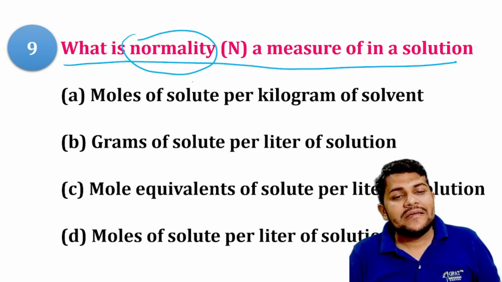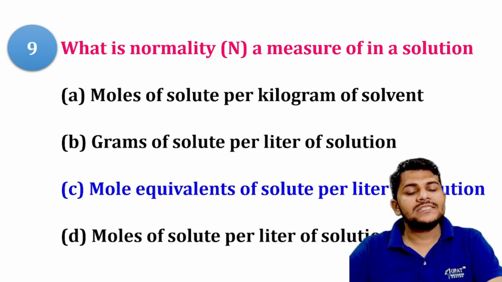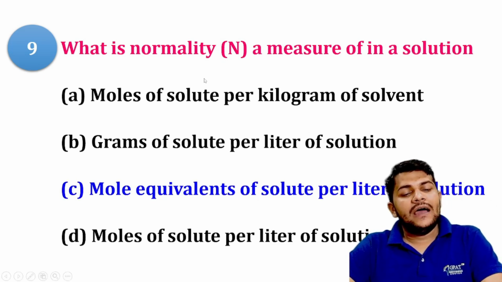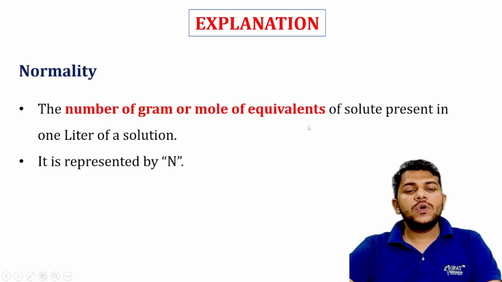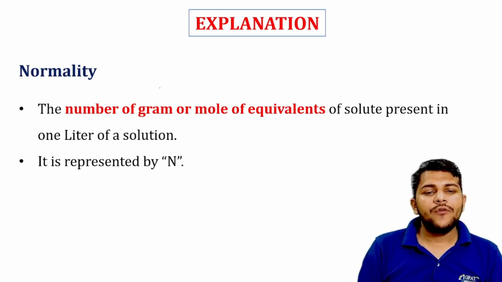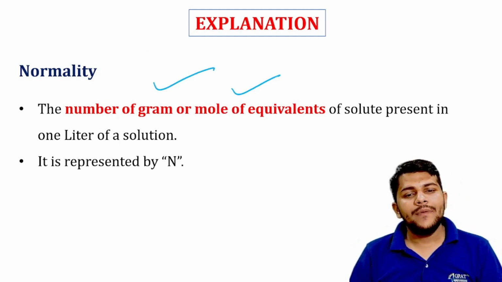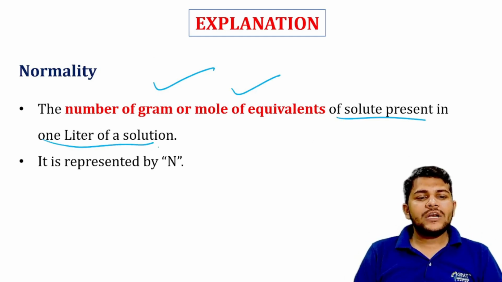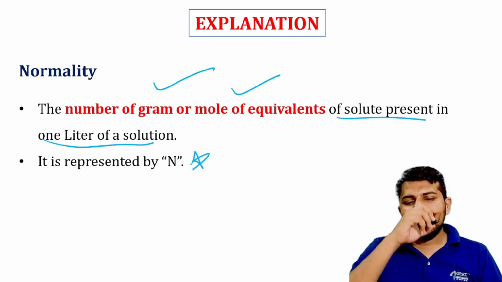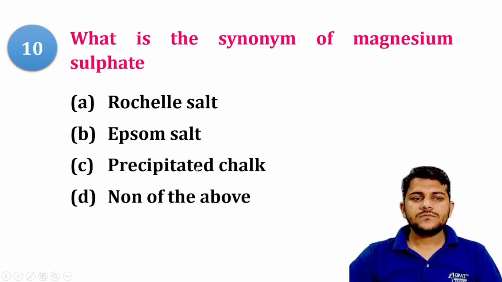So normality is the number of gram moles, or moles of equivalent, of the solute that is present per liter of solution. So normality is the number of gram equivalents of the solute present in 1 liter of the solution, and it is represented by the capital M sign.